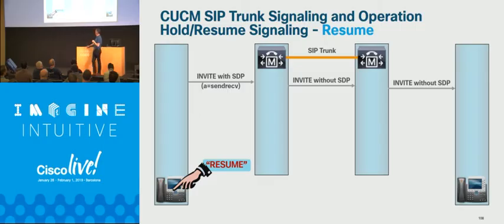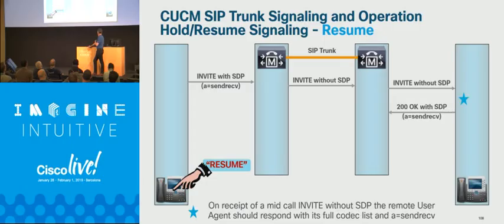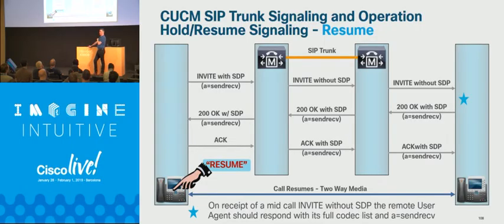Typically for things like hold and resume, we're going to send a mid-call invite that will always be a delayed offer invite. The reason we want to do that is that when we send that invite and it gets to the far end, we want to get back the full capabilities of this device. There's a lot of debate about this. If you look at 3261 and 3264, there are differences in the text. Some say may, and some say should, so it's interpreted differently by different vendors.